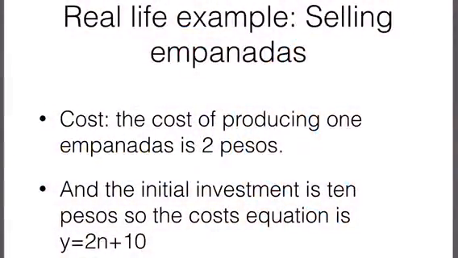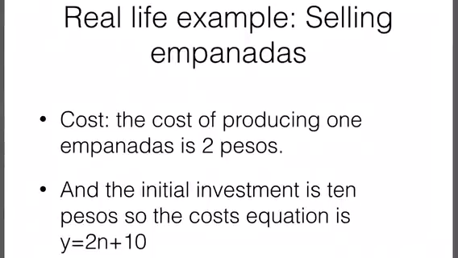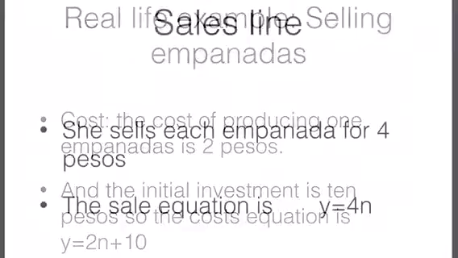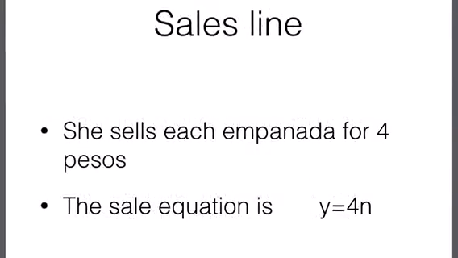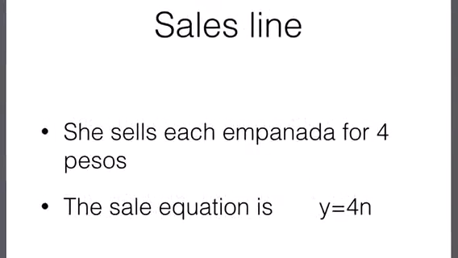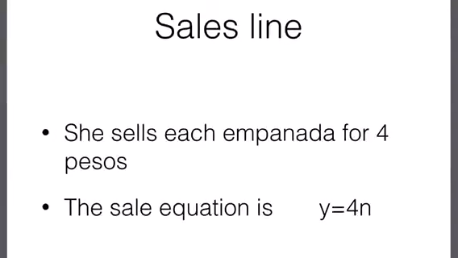Real-life example: selling empanadas. The cost of producing one empanada is 2 pesos, and the initial investment is 10 pesos, so the cost equation is y equals 2n plus 10. Sales line: she sells each empanada for 4 pesos. The sale equation is y equals 4n.